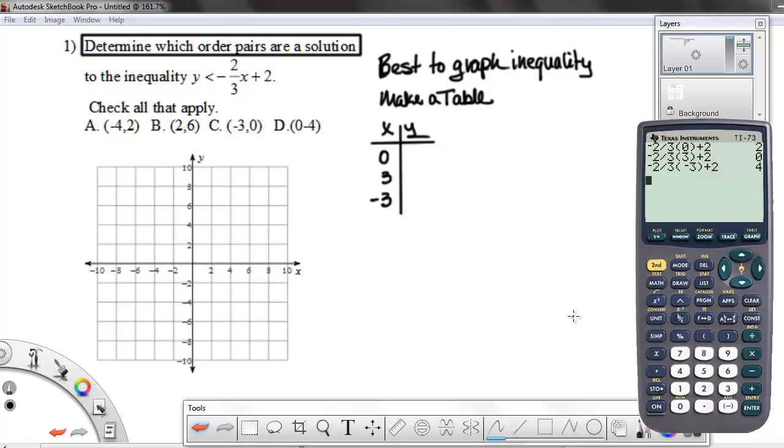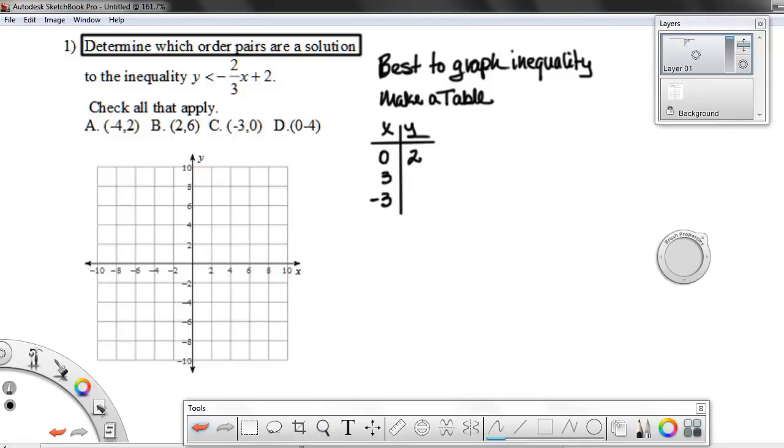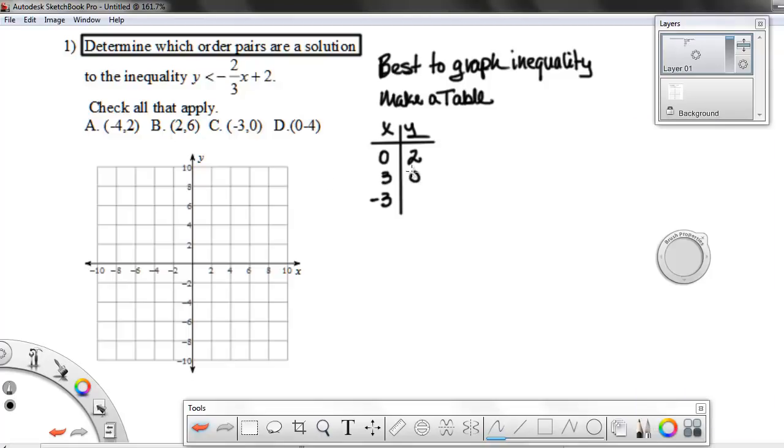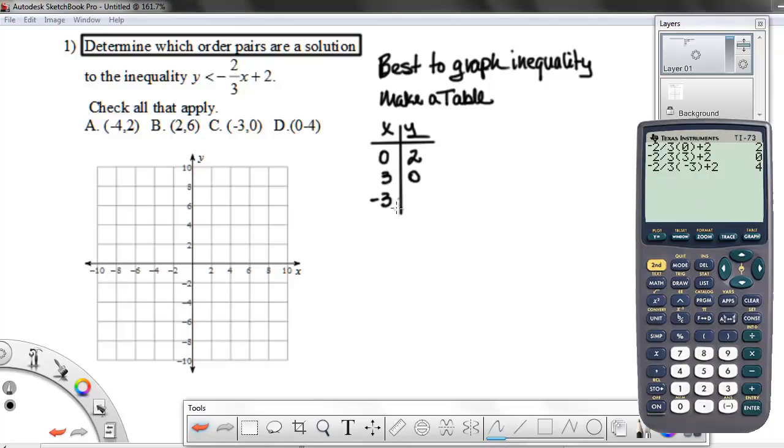Now we'll go ahead and put those in a calculator. You can see I've already got them in there. I have the first one, negative 2 divided by 3 times 0 plus 2, will give me a positive 2. We'll look at the next one. I have negative 2 divided by 3 times 3 plus 2, will give me 0. And the last one, negative 2 divided by 3 times negative 3 plus 2, will give me 4.